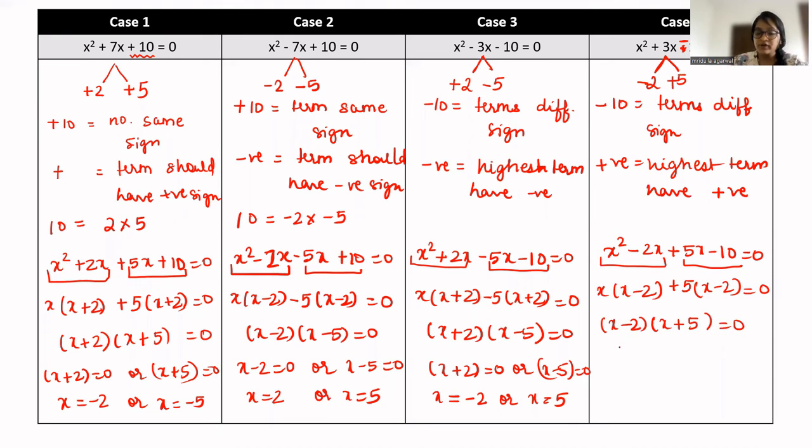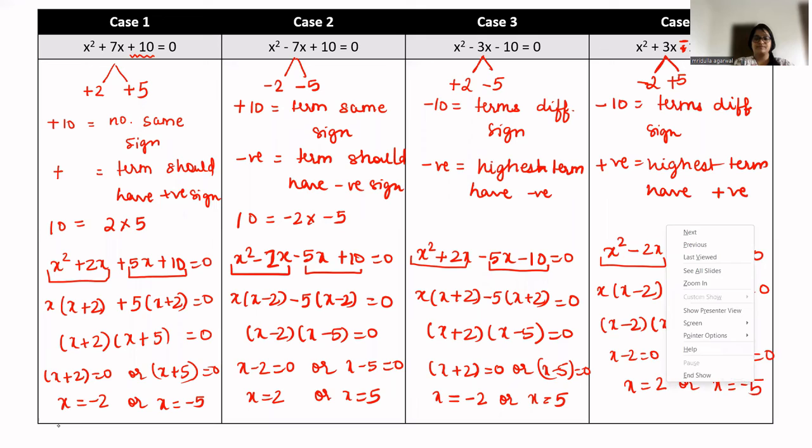Okay. So by the product rule, either of the terms should be 0. So either this is 0 or x plus 5 is 0. If this term is 0, that means one root is 2. If this term is 0, that means the other root is minus 5.